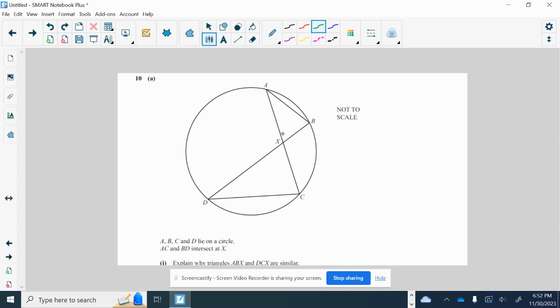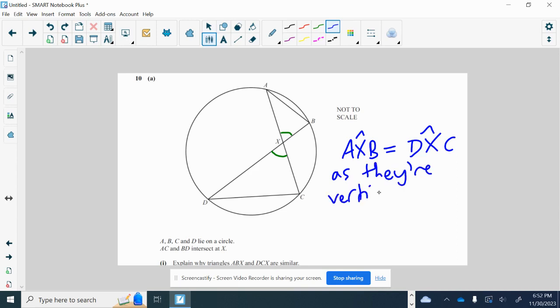So, first of all, they share that angle. And you'd probably need to actually write that out. So A, X, B, notation is everything here, equals D, X, C, because they're vertically opposite, so descriptions are really important. I'm going to run out of space, aren't I? Opposite angles.